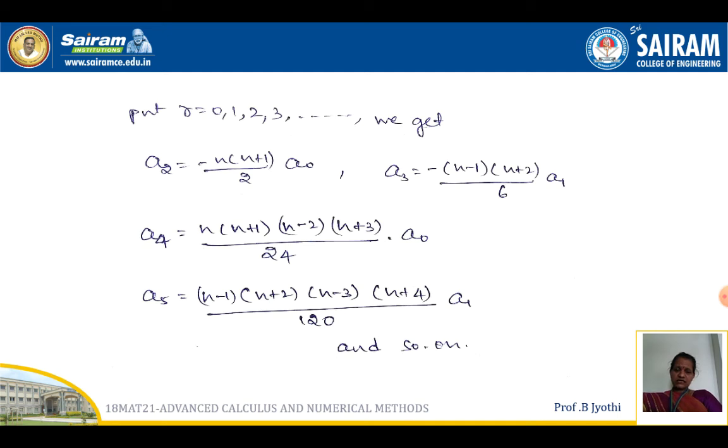a3, and in the right hand side the denominator is 6. So we can write it as 3 factorial. And similarly for a4, the right hand side 24 can also be written as 4 factorial, and a5, 120 is 5 factorial and so on.